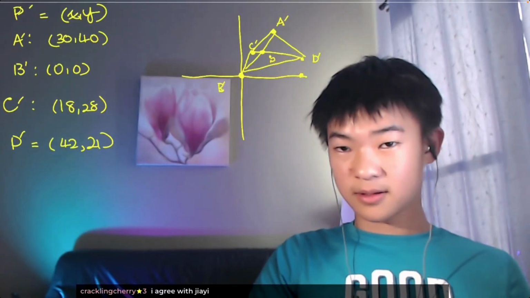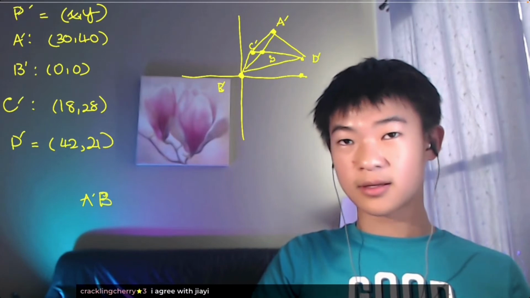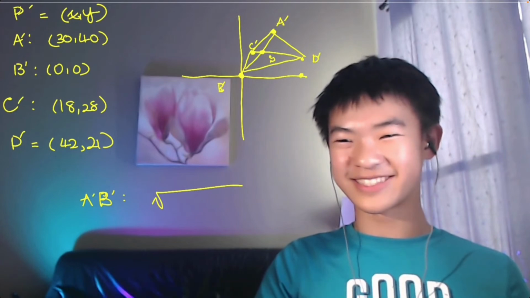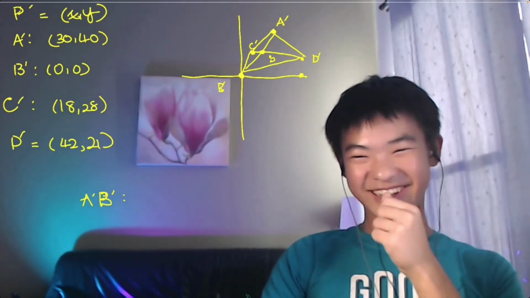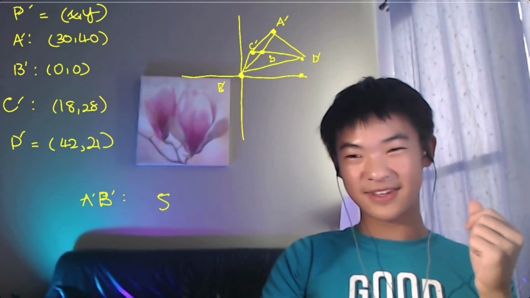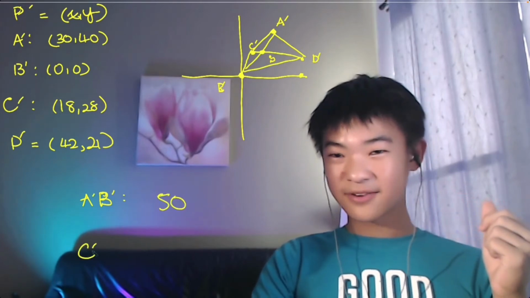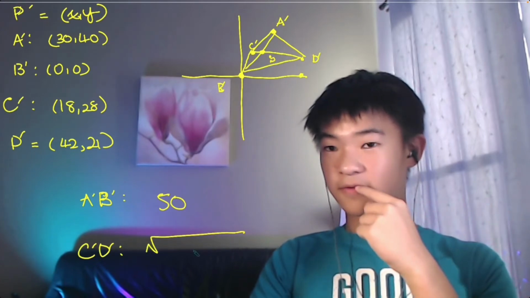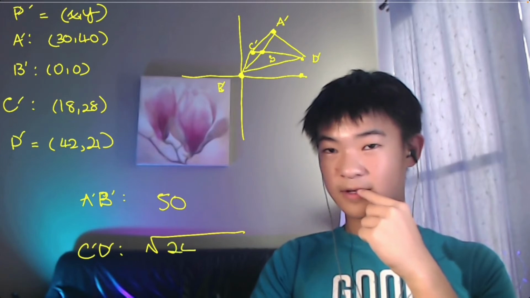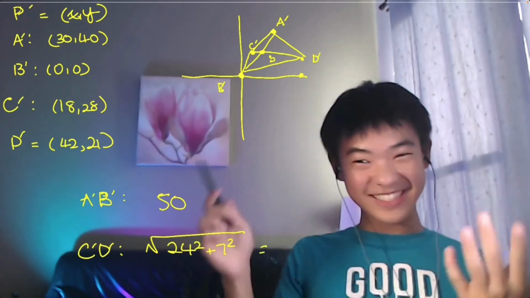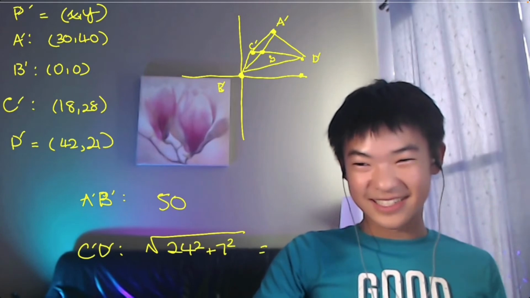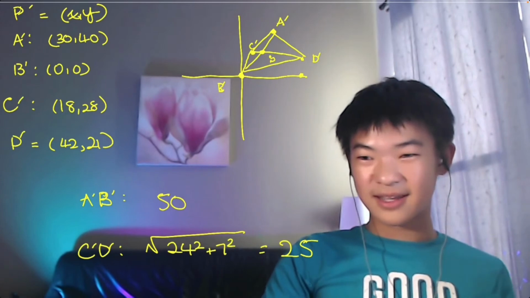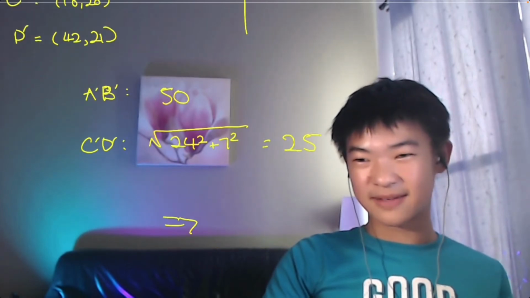Math. A prime B prime, let's see what that is. That would be the square root of, actually we know that by right triangles. This is why they chose right triangle numbers. Okay, A prime B prime is 50 from right triangles. And then C prime D prime is, this would be 24 squared plus 7 squared. And of course, this is an integer as well. So that's 25. And therefore, if I sum these together, I get a possible answer of 75.